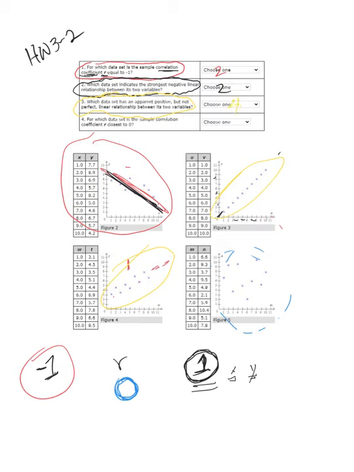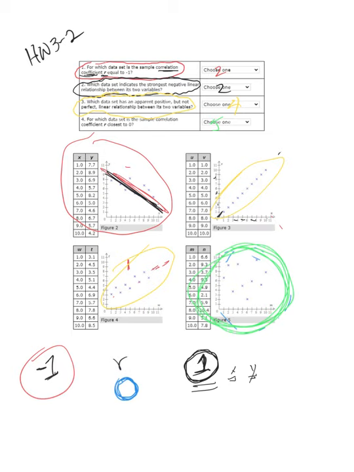And then lastly, for which data set is the sample correlation coefficient closest to 0? We said this one right here, because there's no positive or negative relationship to that data. They just look kind of random. That's going to be figure 5. Okay, there you have it.